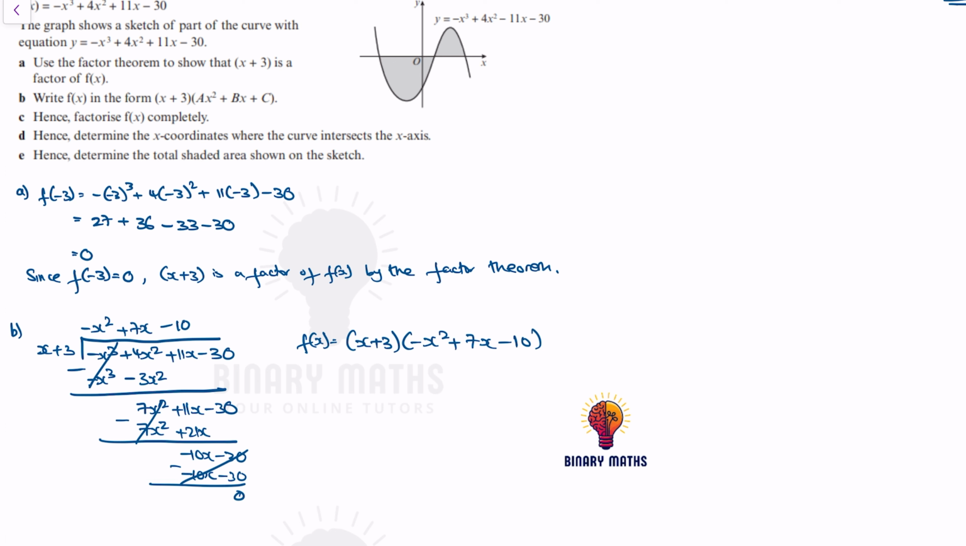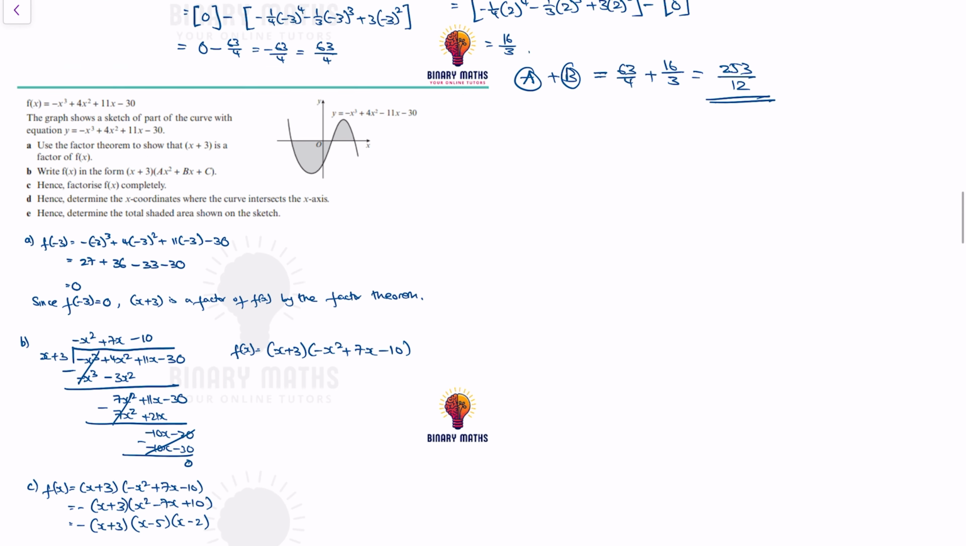C, hence factorize f of x completely. Okay, so C is f of x is equal to x plus 3 times minus x squared plus 7x minus 10. I take the minus out: x plus 3, I get x squared take away 7x plus 10. And that can be factorized to x minus 5 times x minus 2. So that's fully factorized.